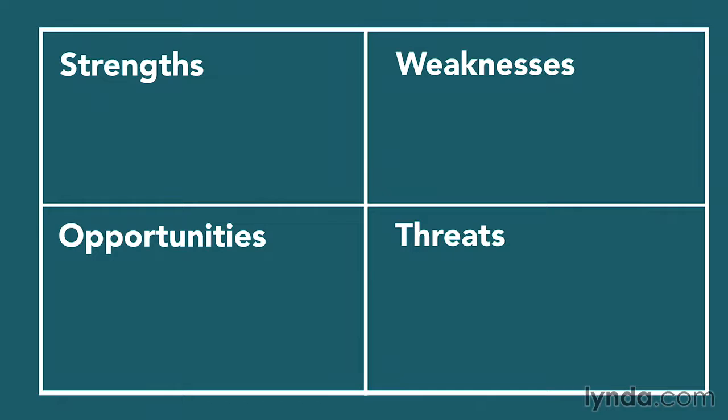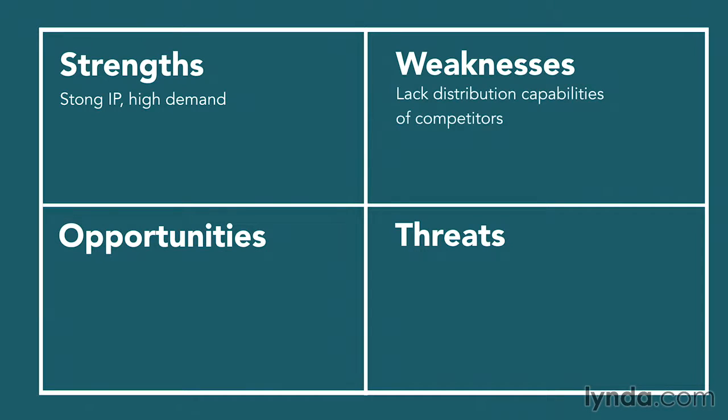For example, let's look at a business where you may have a strength in terms of your intellectual property, and a key market segment is showing high demand for that product. A weakness that you have is you lack distribution capabilities, and your competitors have much better distribution than you do. Now, that's going to identify an opportunity for you in terms of how you're going to take your product to market.